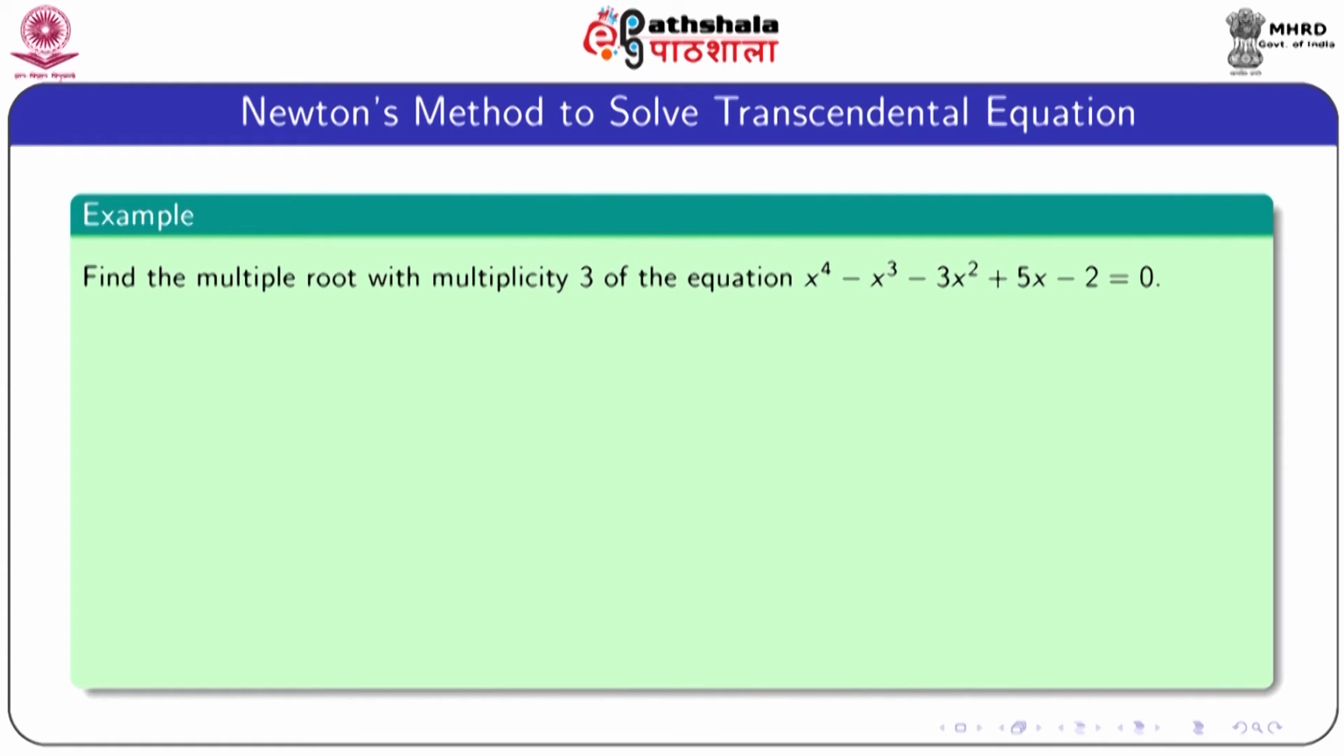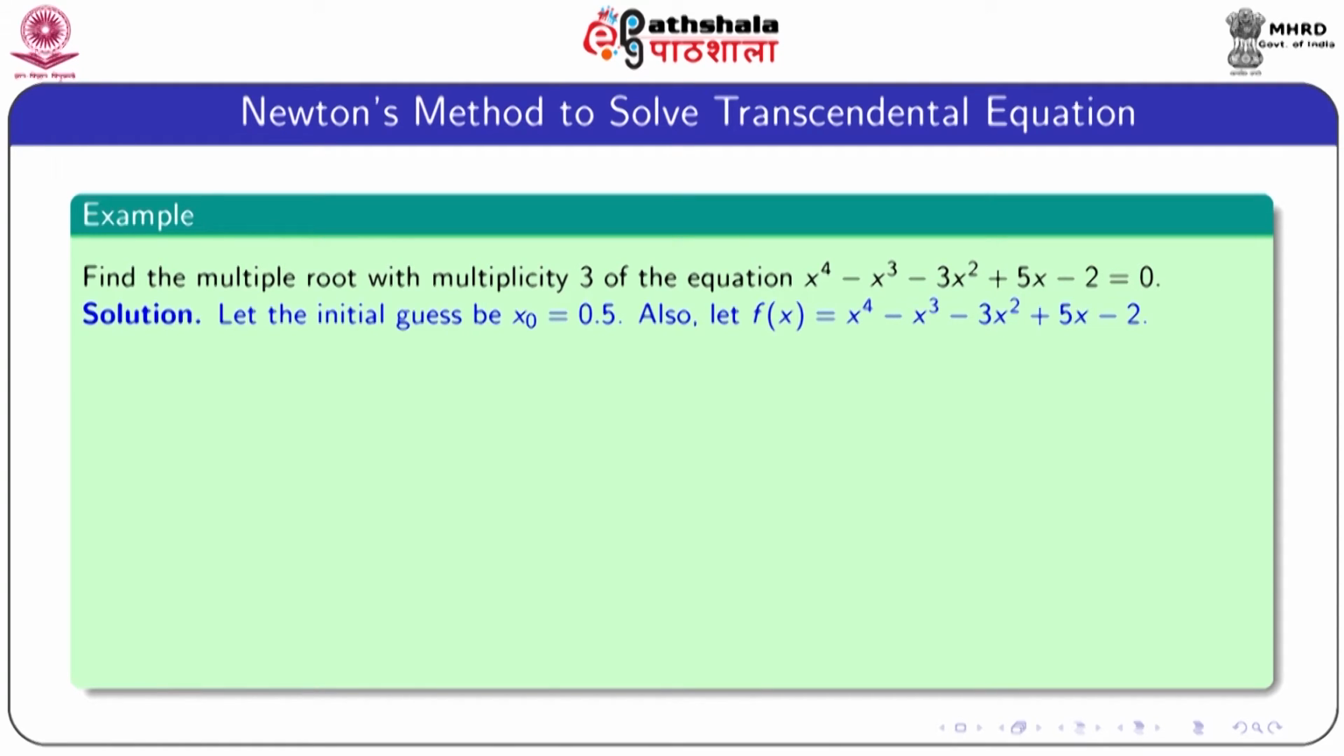Now we consider an example to illustrate the modified Newton-Raphson method to find the multiple root. The equation is x^4 - x^3 - 3x^2 + 5x - 2 = 0, and the equation has a multiple root of multiplicity 3. Let the initial guess be 0.5 and f(x) the given expression. The first derivative of f is 4x^3 - 3x^2 - 6x + 5, the second derivative is 12x^2 - 6, and the third derivative is 24x.